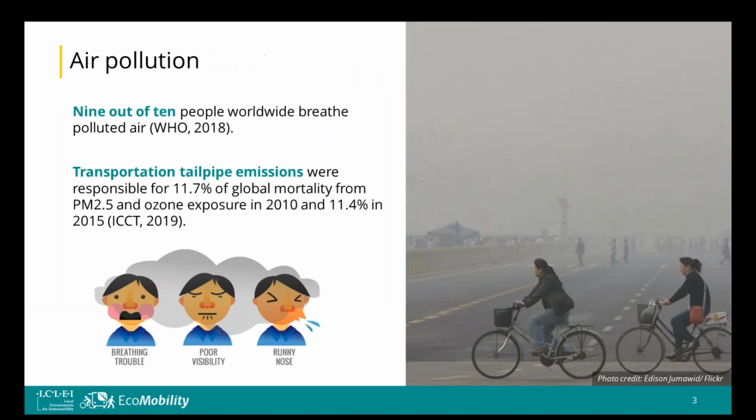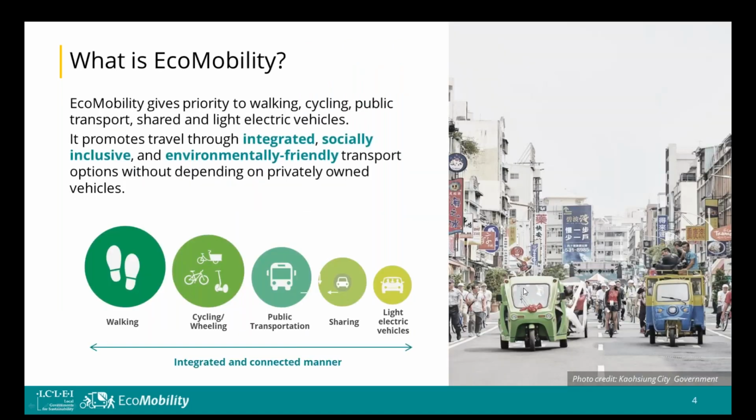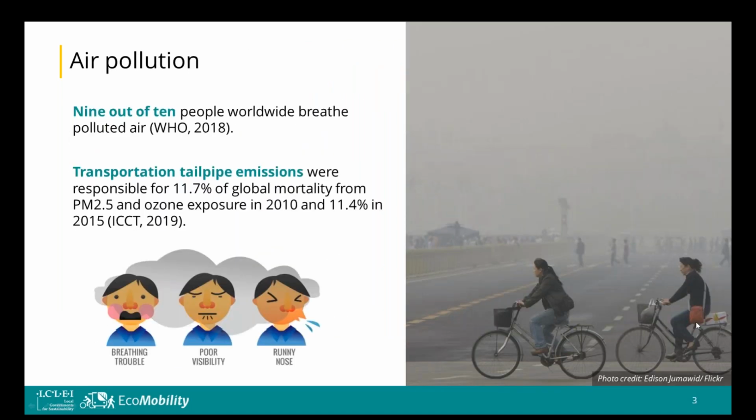So today, data from the World Health Organization shows that 9 out of 10 people worldwide breathe polluted air. It is also estimated that outdoor air pollution in both cities and rural areas caused 4.2 million premature deaths worldwide in 2016. And transportation emissions are a major source of air pollution, which is among the leading factors in respiratory illness and also premature deaths.